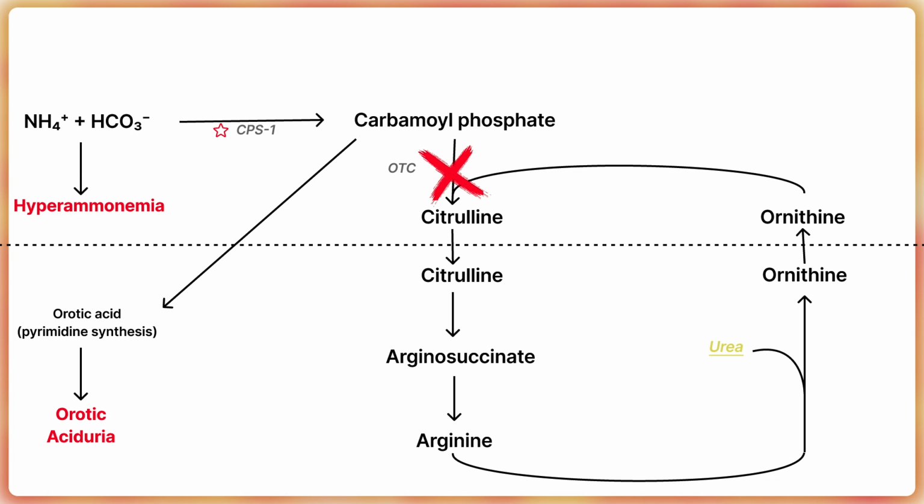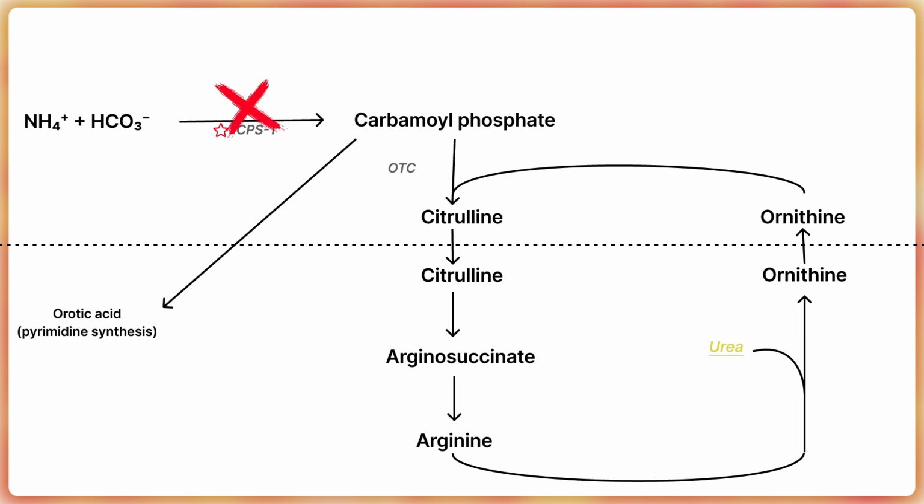Now that we've understood what happens when an enzyme that's downstream of carbamoyl phosphate is knocked out, let's consider a different scenario. What if the enzyme that's responsible for synthesizing carbamoyl phosphate itself is defective? This enzyme, CPS-1, catalyzes the first step of the urea cycle. If CPS-1 is defective, carbamoyl phosphate can no longer be formed.